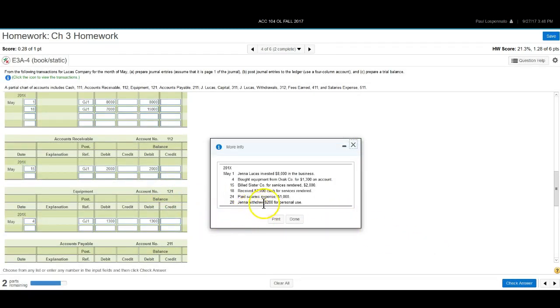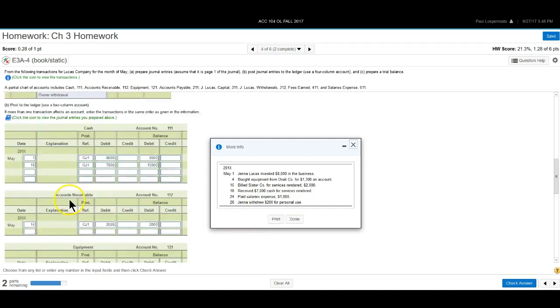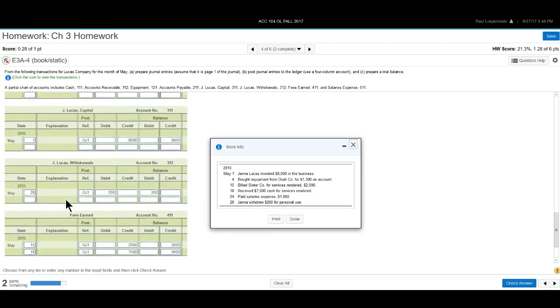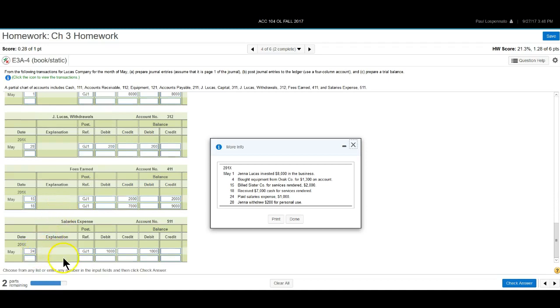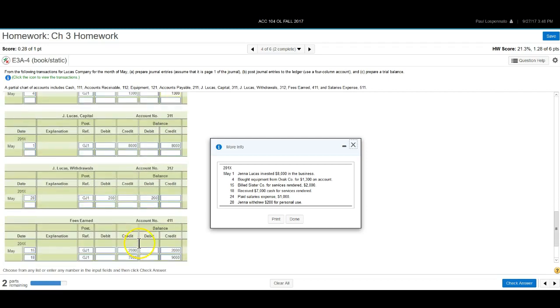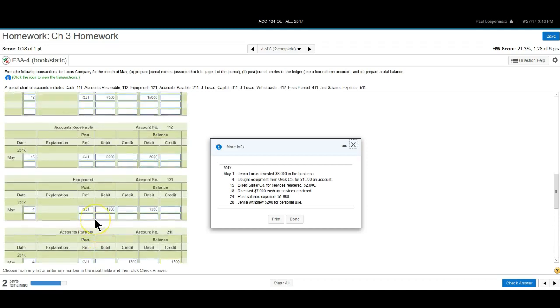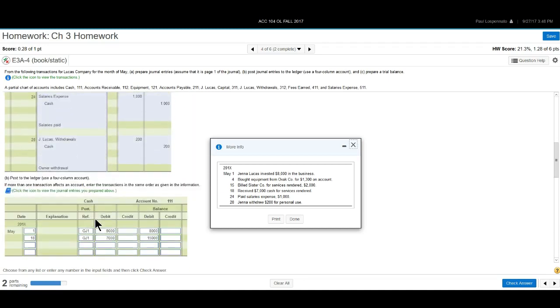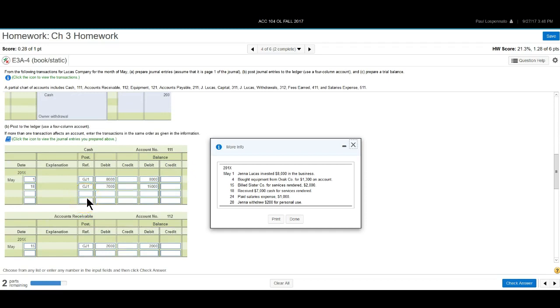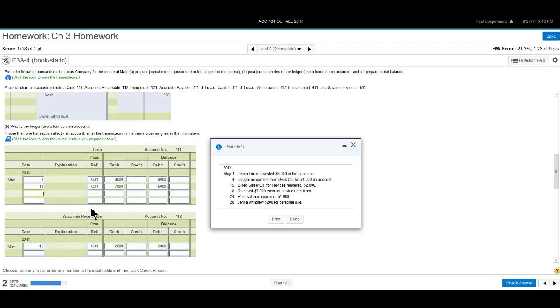The 24th, paid salaries of $1,000. Let's see what I did. I should debit salaries expense on the 24th here, 1,000. So the debit is correct, right? And there's the debit balance. Let's check the credit. That was the 24th, right? They said the 24th, the 28th, something's wrong. So I should look into my cash account. And, oh, I'll be darned. Okay, welcome to my world. All right, so I screwed that up.